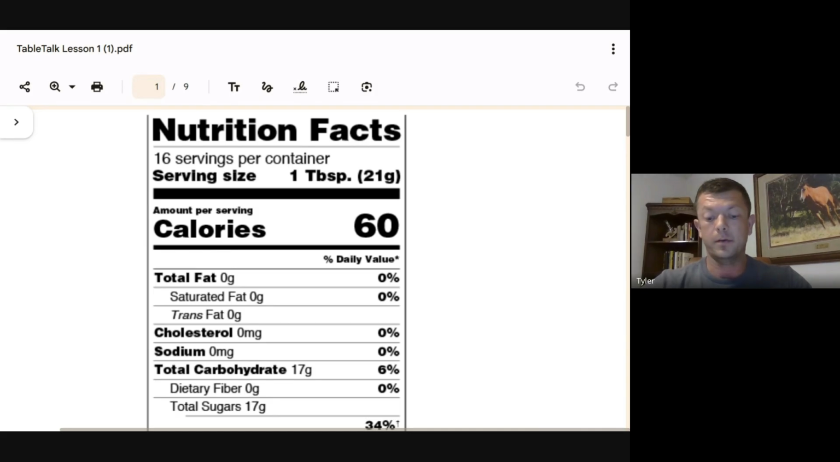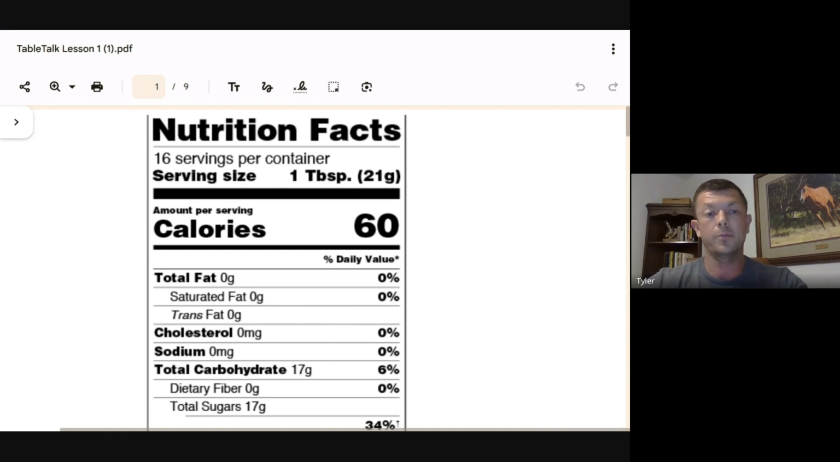So the quick tip there is to check how much the serving is first. It's at the top. It's a great place to start. Just to reiterate, the serving size is not what you should be eating. It is just a way to break down the entire container, the entire package of food, so that the rest of the numbers are manageable.